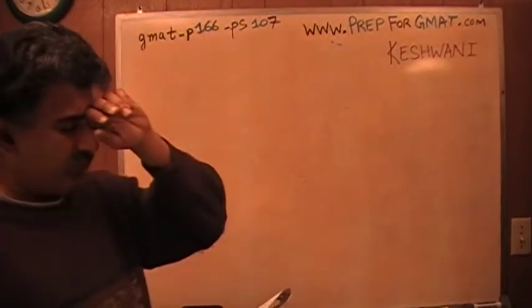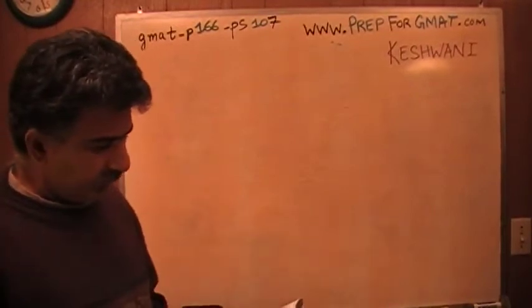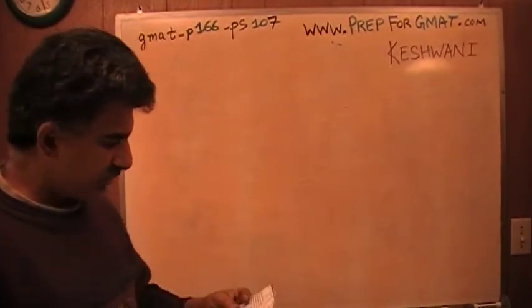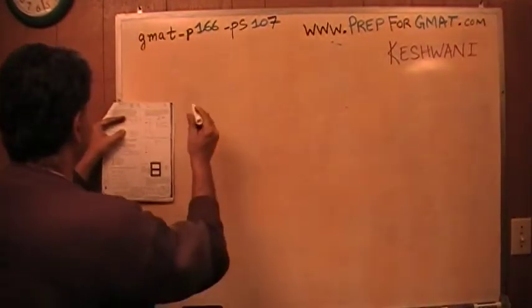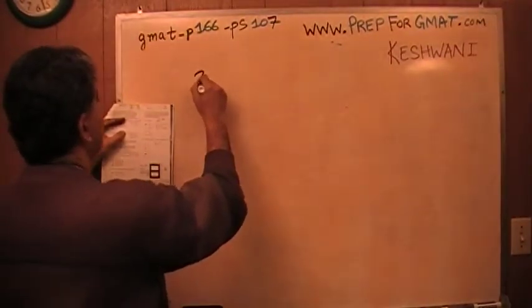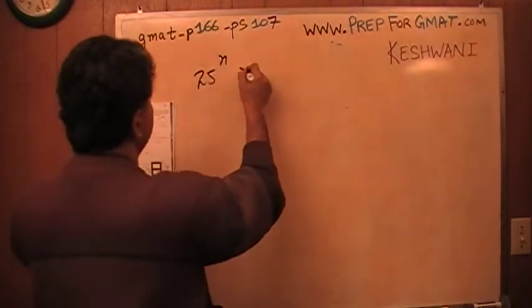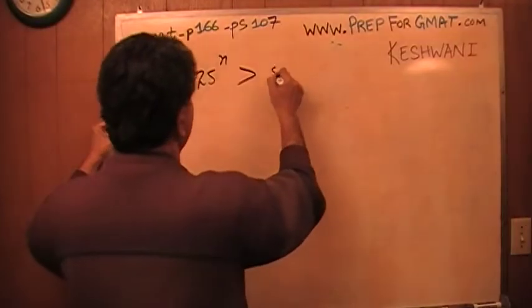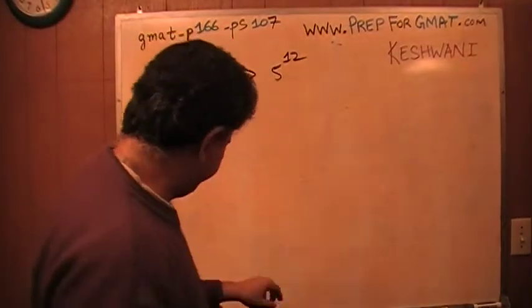It says, what is the smallest integer? I have to find the smallest integer n for which this statement holds true, which is 25 raised to n has to be more than 5 raised to 12. Well, let's see what we do.